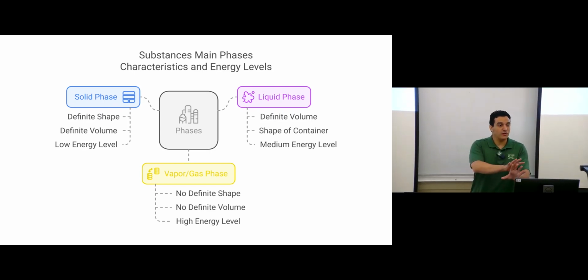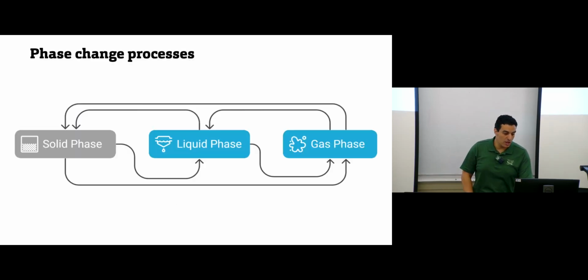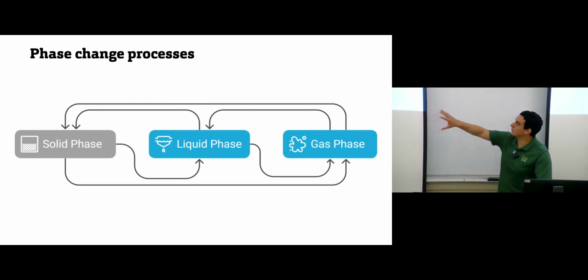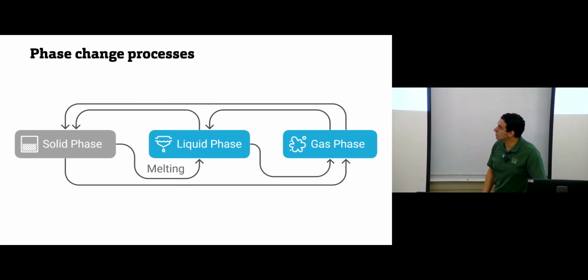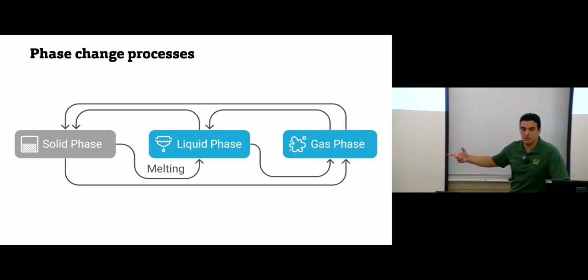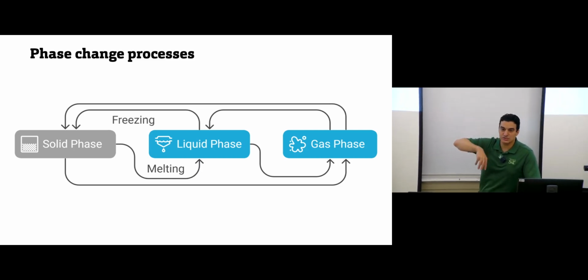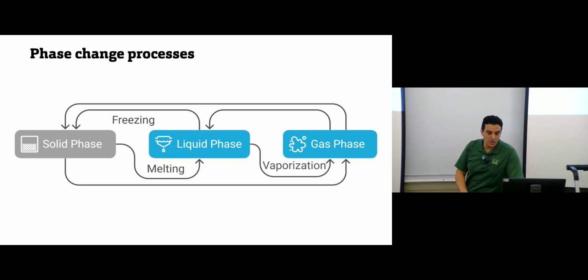Okay. Any substance can change from one phase to another one. And the names for these processes are the following. If you have a solid phase and this solid phase is changing to liquid phase, this process is called melting. And the opposite of it is freezing. So we have liquid being changed into solid.